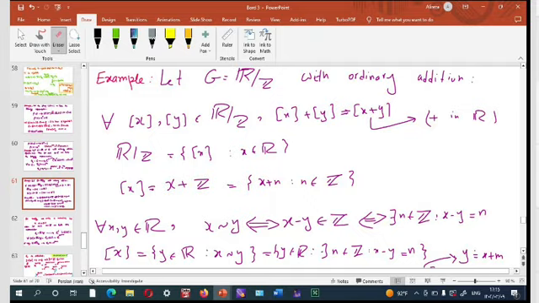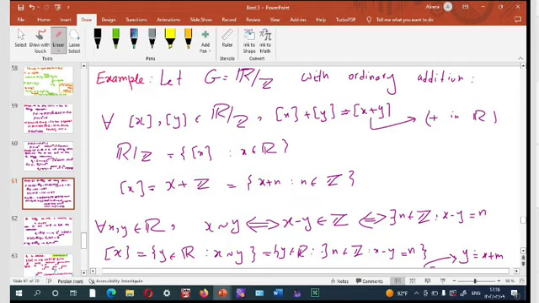Also, if we define this relation in R, for each x and y in the real numbers, x has this relation with y if and only if x minus y belongs to Z, and this holds if and only if there exists an integer n such that x minus y equals n. This must belong to Z. Okay.